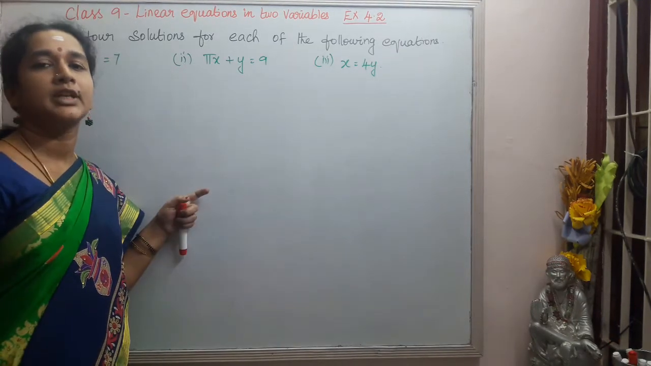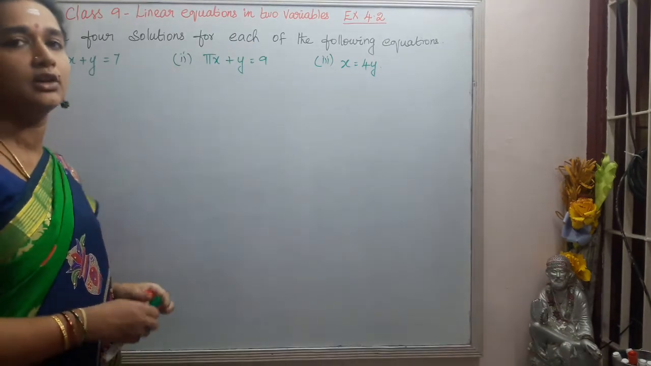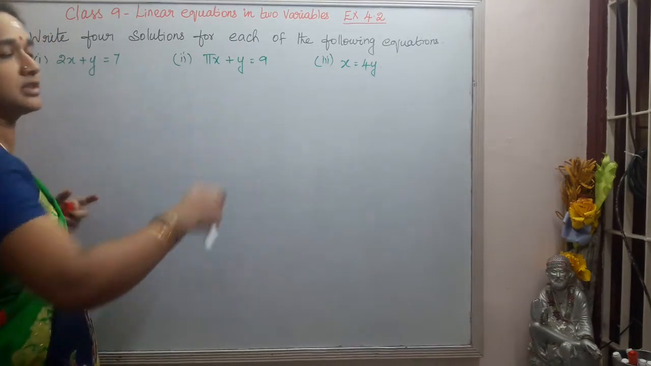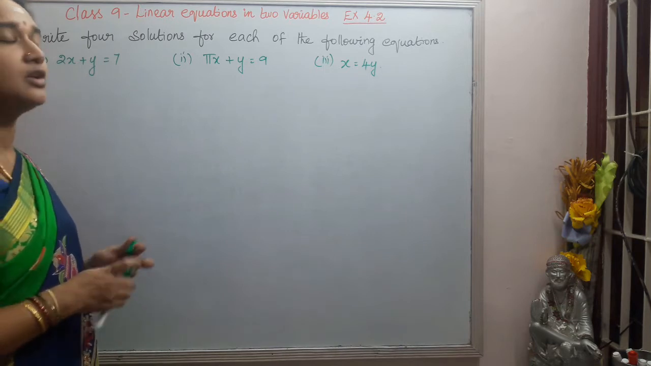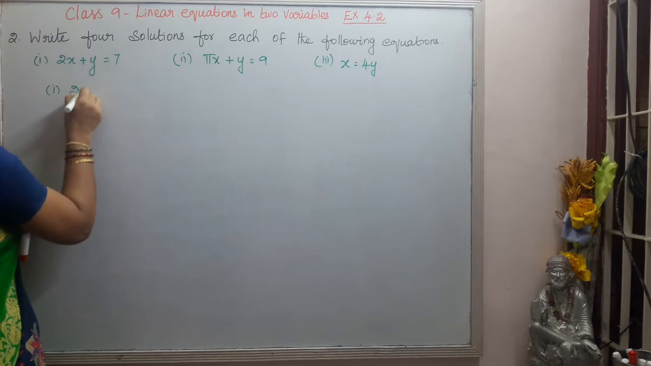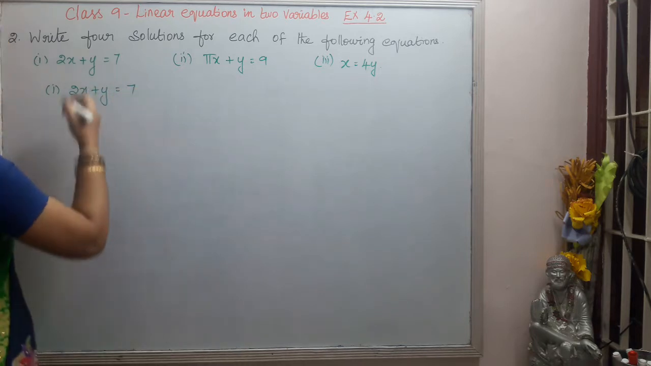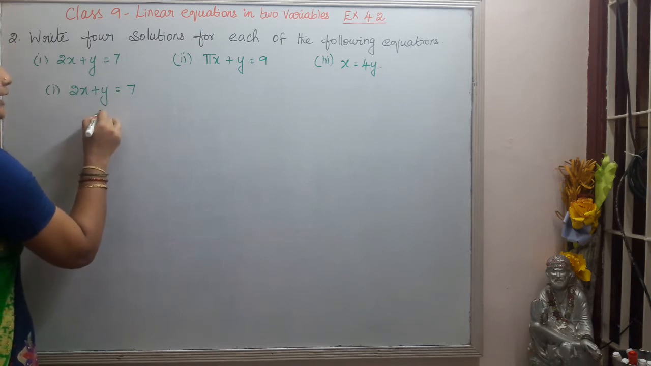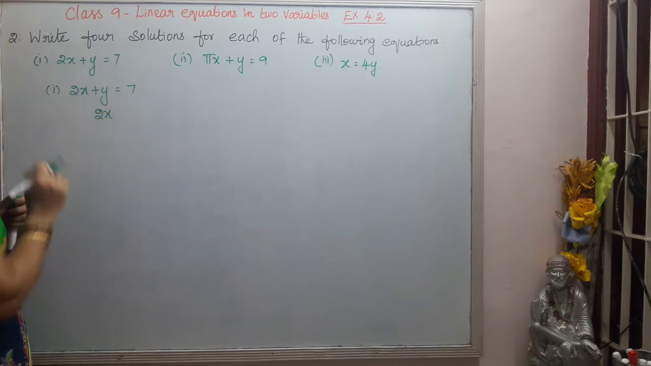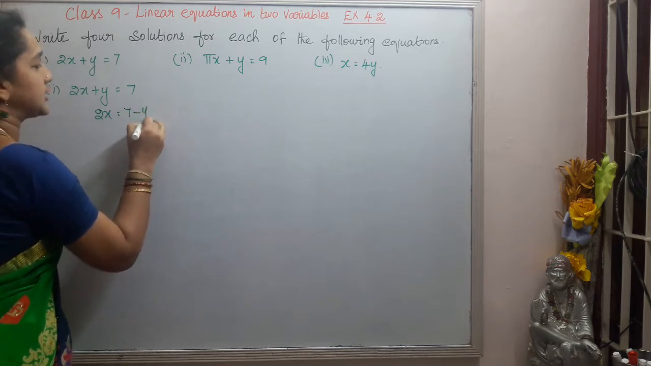Next one is, write 4 solutions for each of the following equations. So 3 questions are given. We are asked to find 4 solutions for that. First we will take 2x plus y is equal to 7. In this one we will keep 2x here and take that y to the other side: 7 minus y.